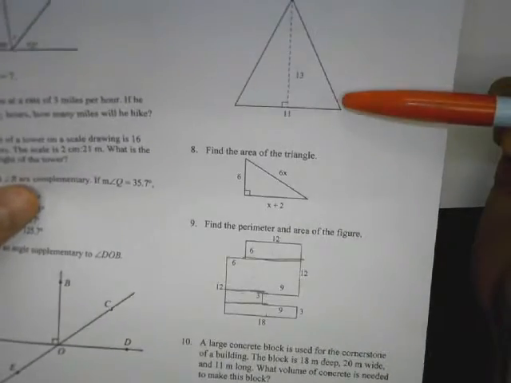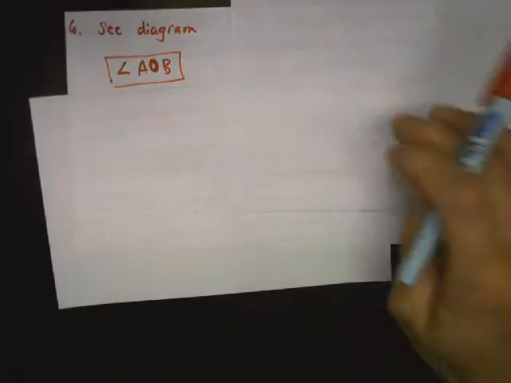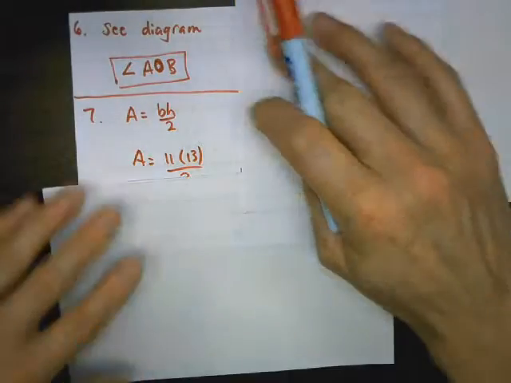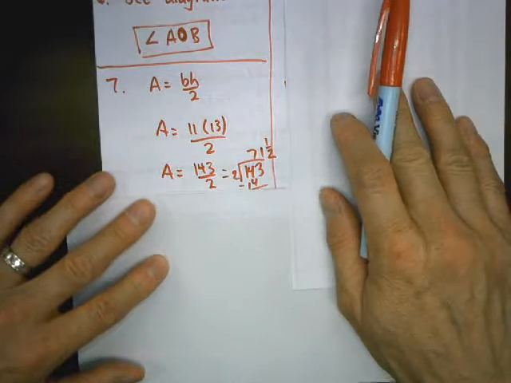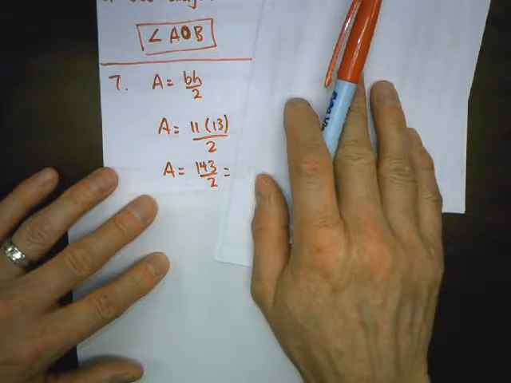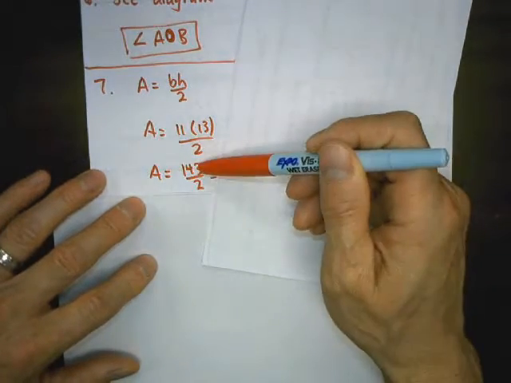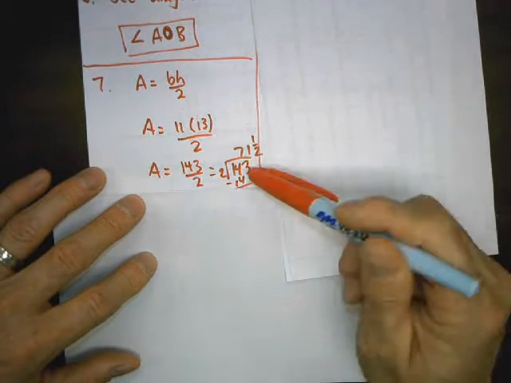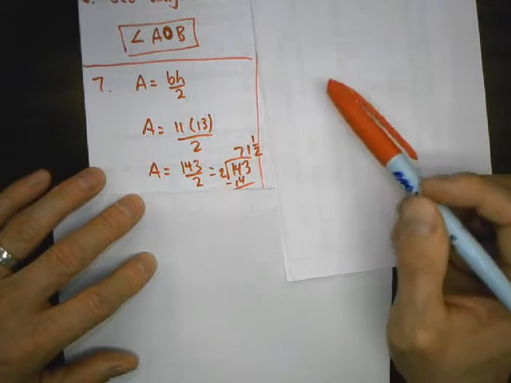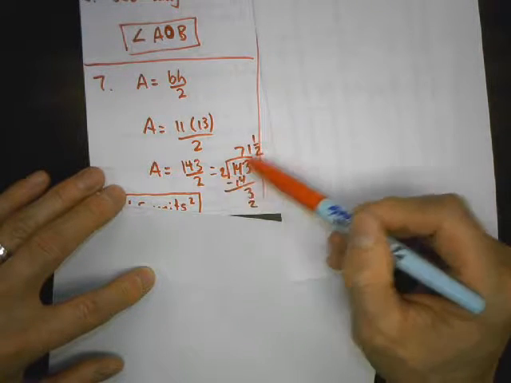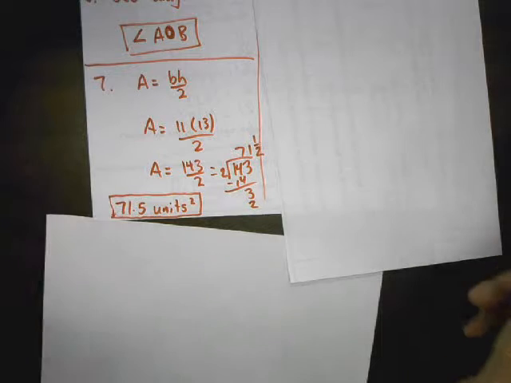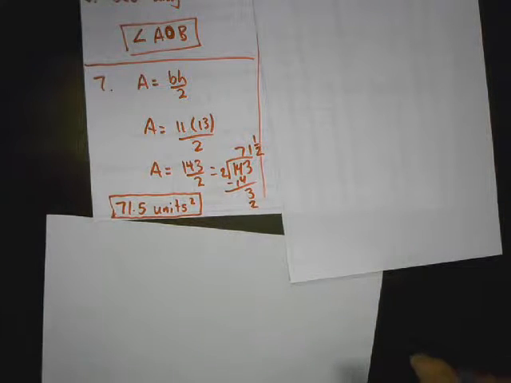Number 7, we're going to find the area of the triangle. Well, triangles are just base times height divided by 2. So I go 11 times 13 divided by 2. 11 times 13 is 143 divided by 2. Remember, I go in and out when I divide. So the 143 goes in, the 2 goes out. You can take your remainder here, put it up top. Your divisor is going to be your denominator. And you have 71 1/2 or 75.5 units squared is the area for that triangle.